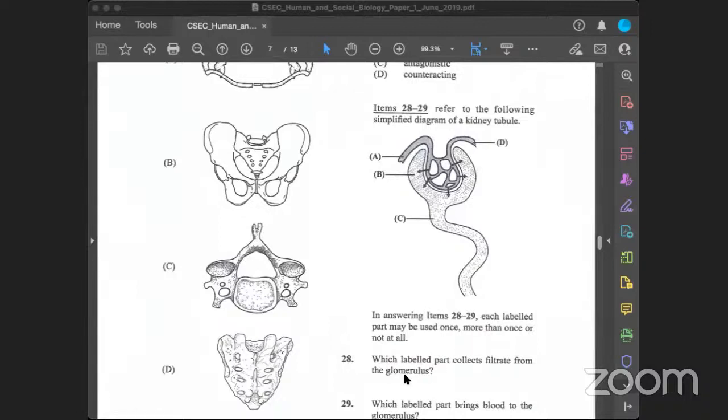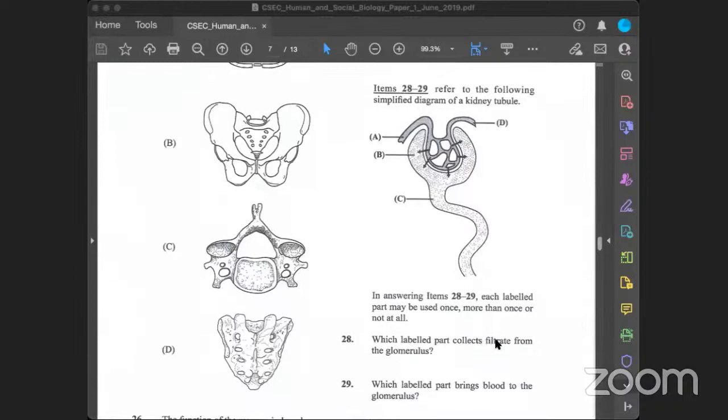What is the glomerulus? No, that's not what they're asking. Which labelled part collects filtrate from the glomerulus? Right. So we get the question wrong if we didn't read it properly. So please read the question properly. Don't be like me. Good. What part collects the filtrate from the glomerulus? So this is your glomerulus, and this is what here? The Bowman's capsule. Your Bowman's capsule, and that's the part that collects it, right?